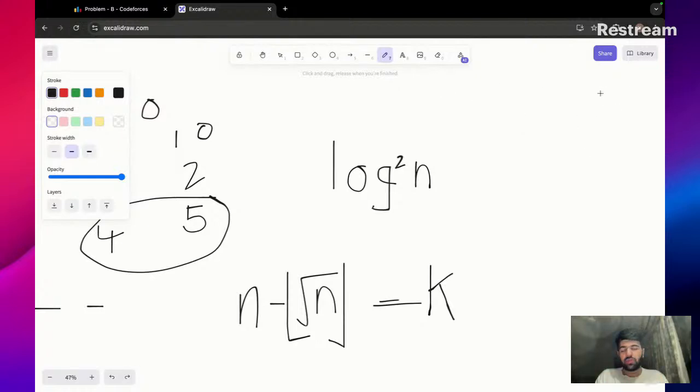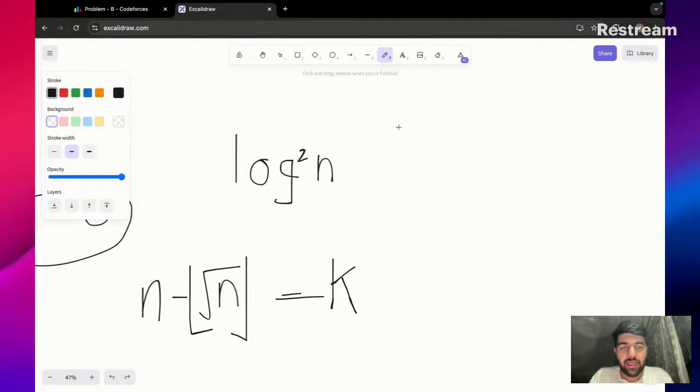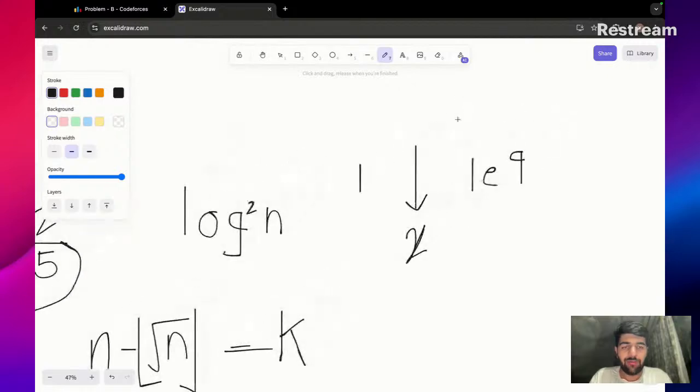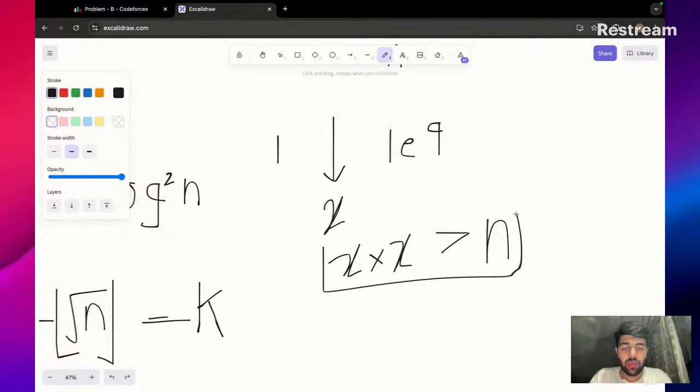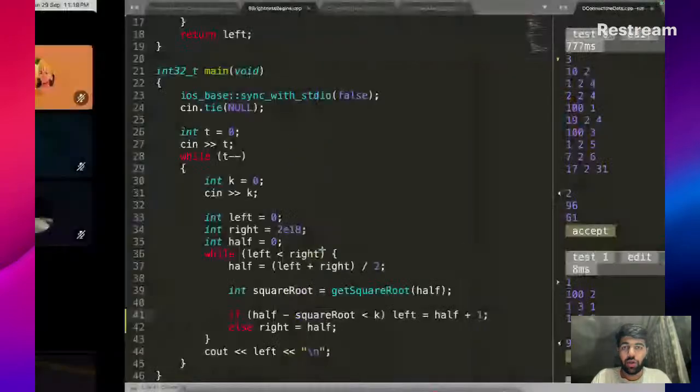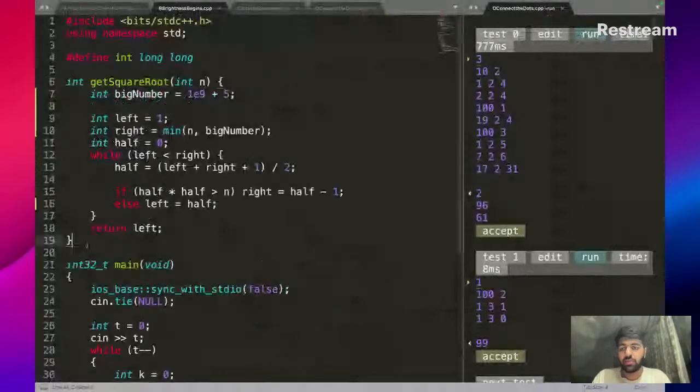So how are we supposed to find the root by binary searching? Let's say the root exists between 1 and 1e9. If I get to a number x and I want the root of n, then if x times x is greater than n, my root will be on the left. And if it is less than n, my root will be on the right. That is how you can binary search for the root. This is the get square root function.